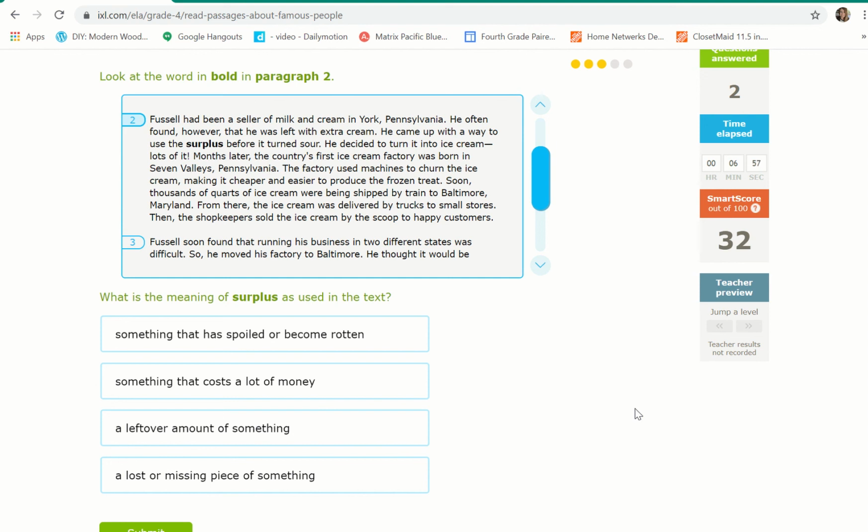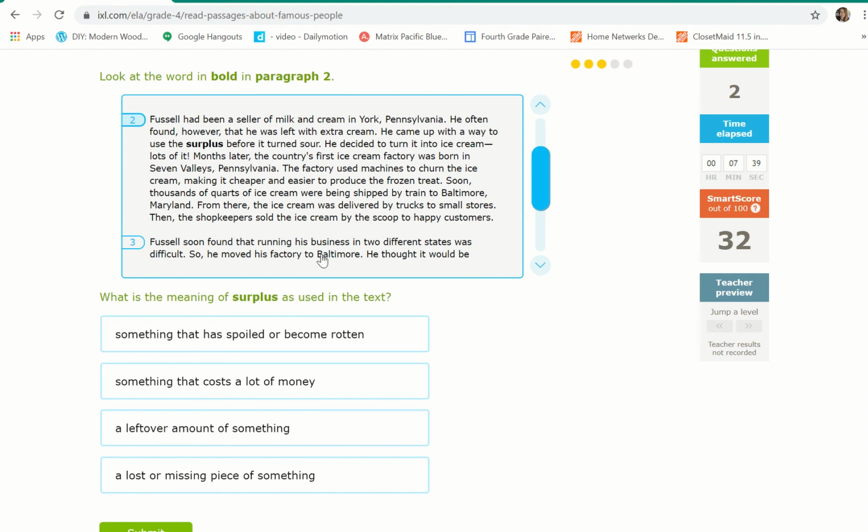I'm actually going to stop right there because I think I found the clues on what tells me what surplus means. So it says he often found, however, that he was left with extra cream. He came up with a way to use the extra cream before it turned sour. So we could actually put extra cream in place of this because surplus has something to do with leftover or extra. So let's see which one of these answers works the best. What is the meaning of surplus? Something that has spoiled or become rotten? He came up with a way to use the rotten before it turned sour.